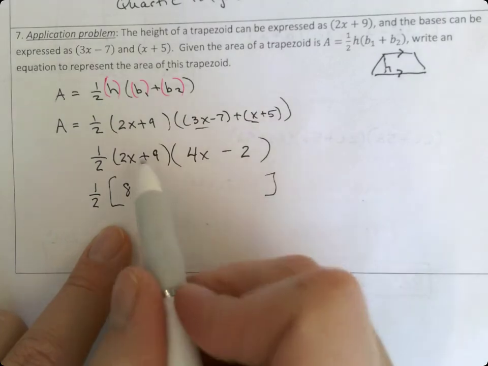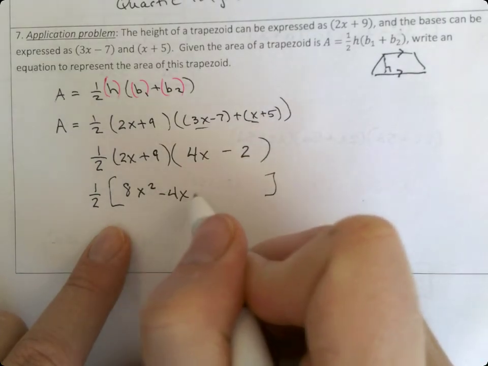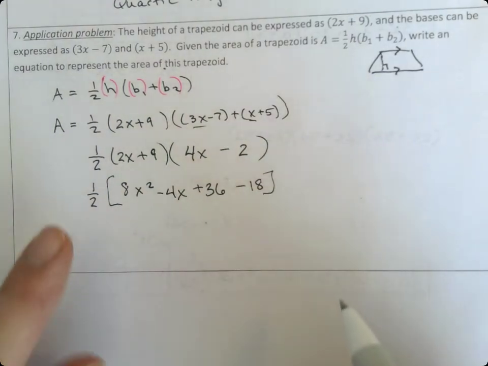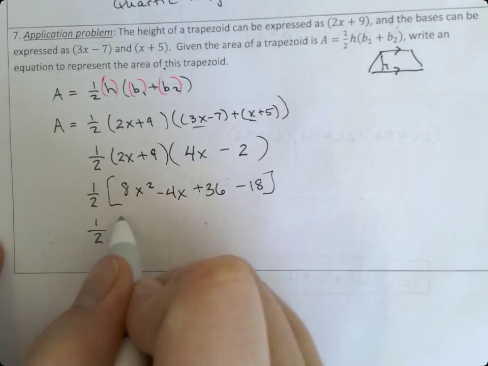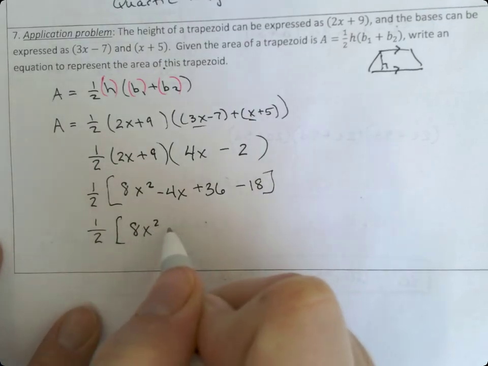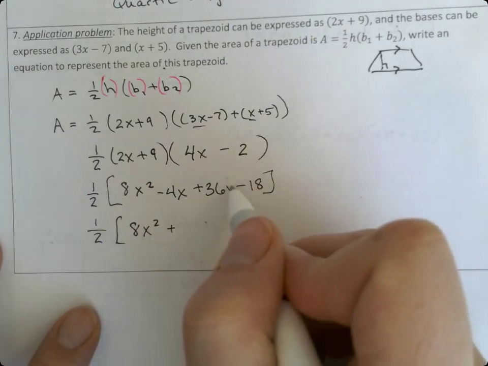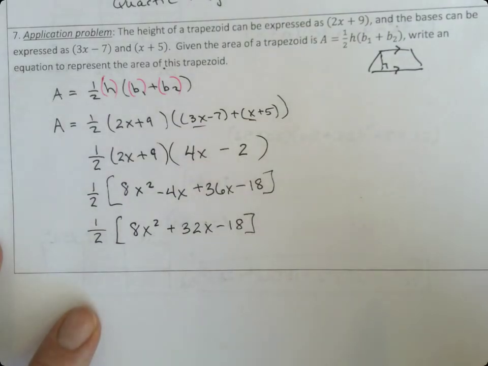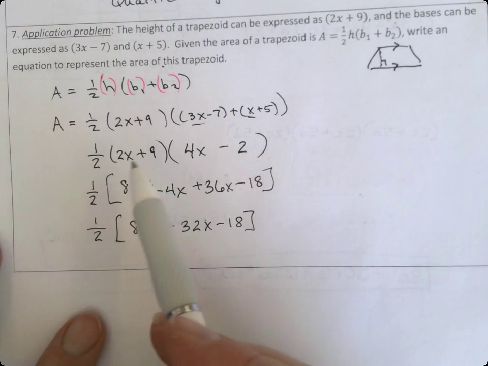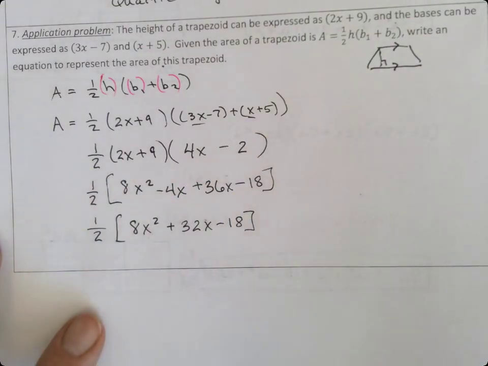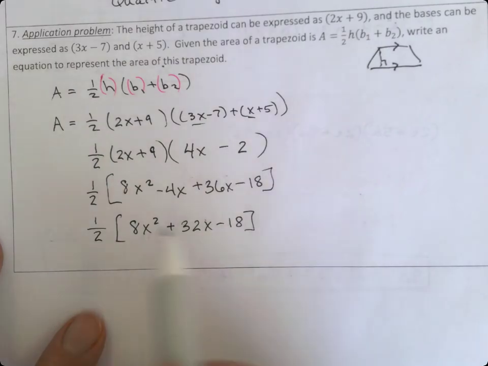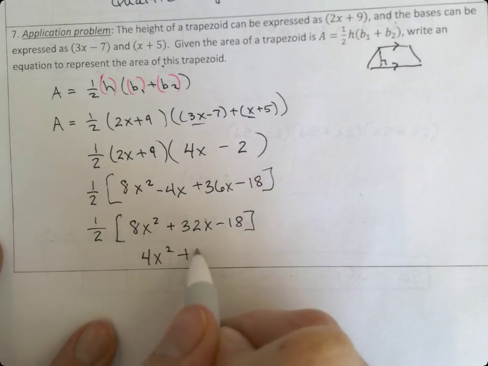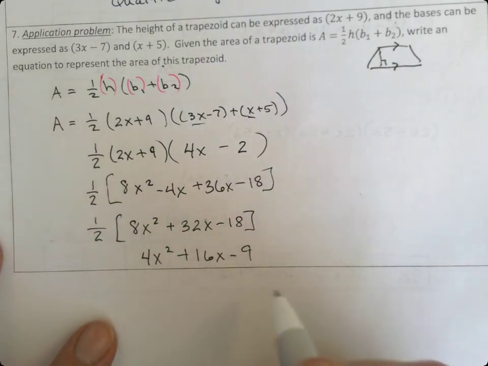8x squared, and then we have our minus 4x, our positive 36x, and last, minus 18. And before I distribute that 1/2, I'm going to make my life easier by adding like terms. Oh, I lost my x. Watch that guy. And so my choice was to wait on the half because I didn't want to FOIL with a fraction or a decimal, even though we can do it. And now I'll distribute the half. But it's really important that that half goes to everything. So 4x squared plus 16x minus 9.